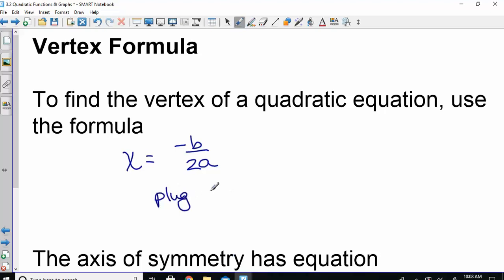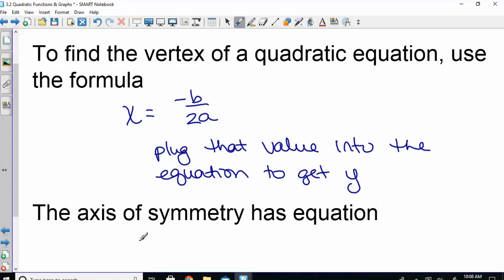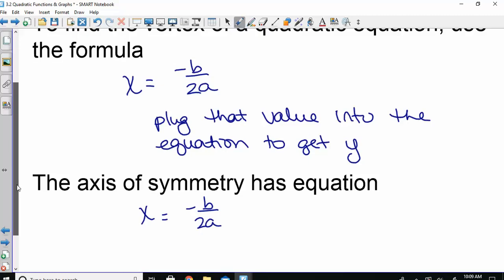And then you will plug that value into the equation to get your y. The axis of symmetry is the vertical line going through the vertex, so it is just x equals the opposite of b over 2a. Since it's a line, you have to have the x equal, so it's just x equals the x value of your vertex.